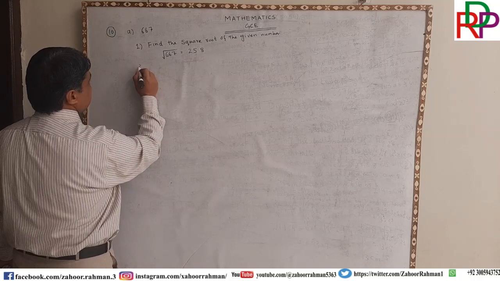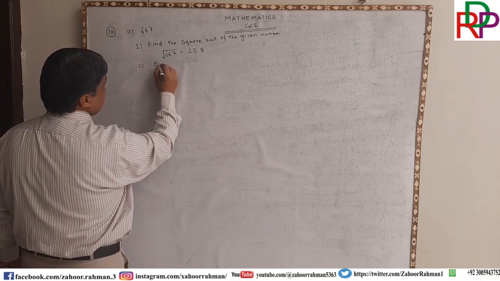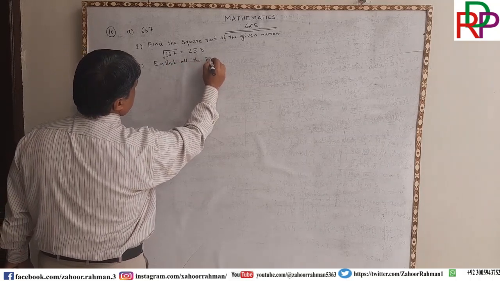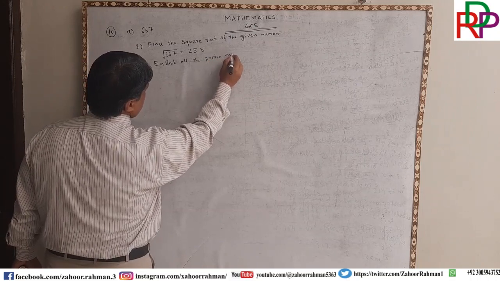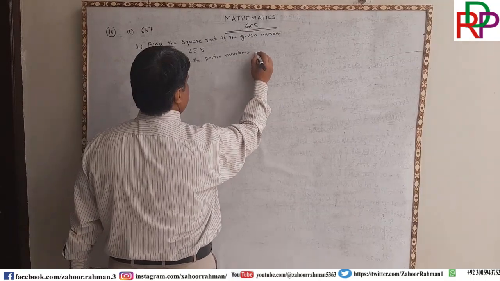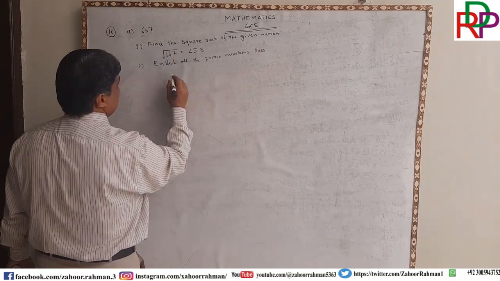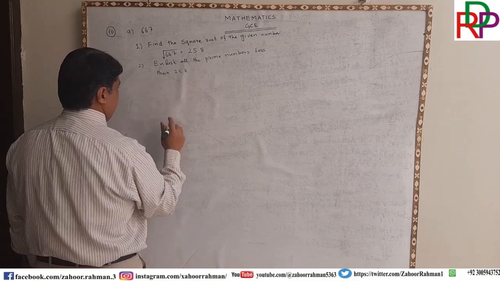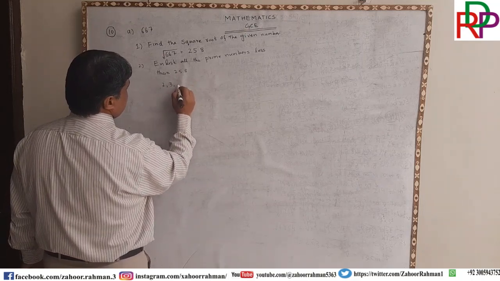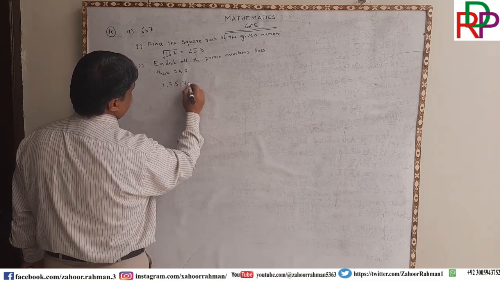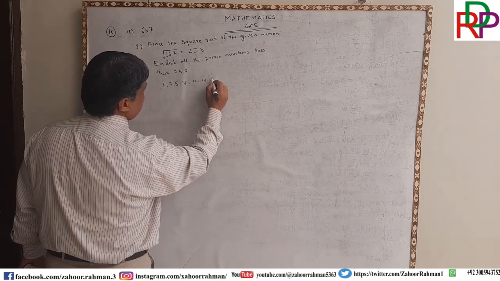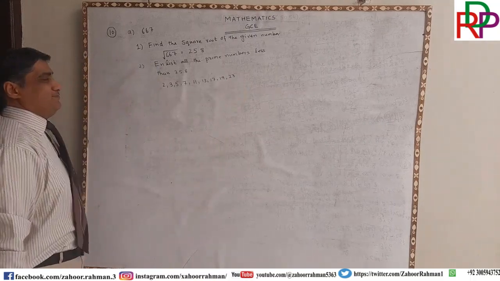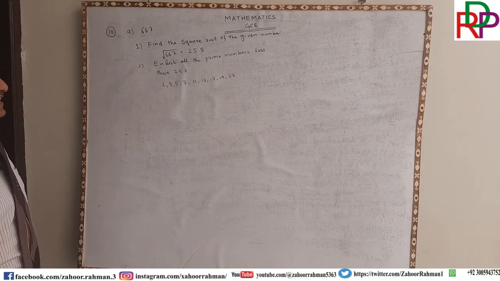In the second step, you have to enlist all the prime numbers less than 25.8, and they are 2, 3, 5, 7, 11, 13, 17, 19 and 23. That is the second step.